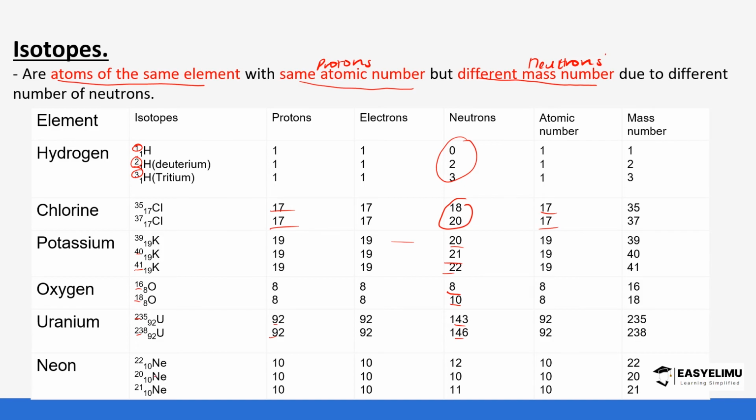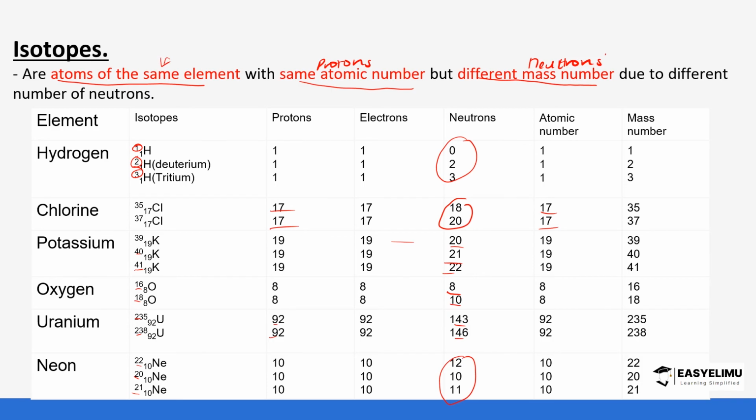And finally, we have neon. Neon 22, neon 20, and neon 21. So they have different numbers of neutrons. So when you're defining, you need to remember they are atoms of the same element.